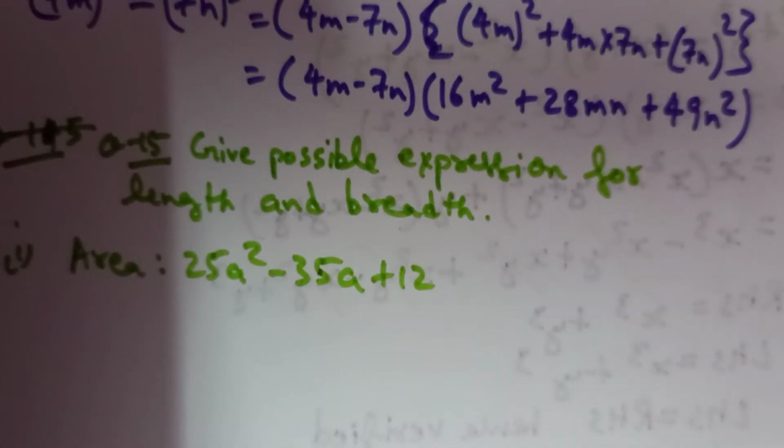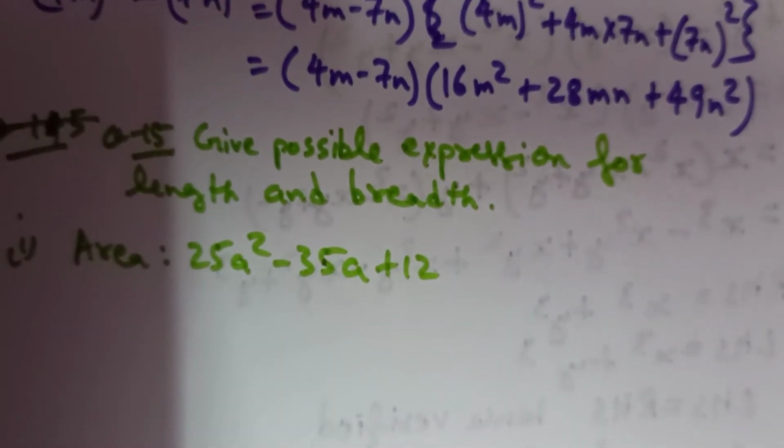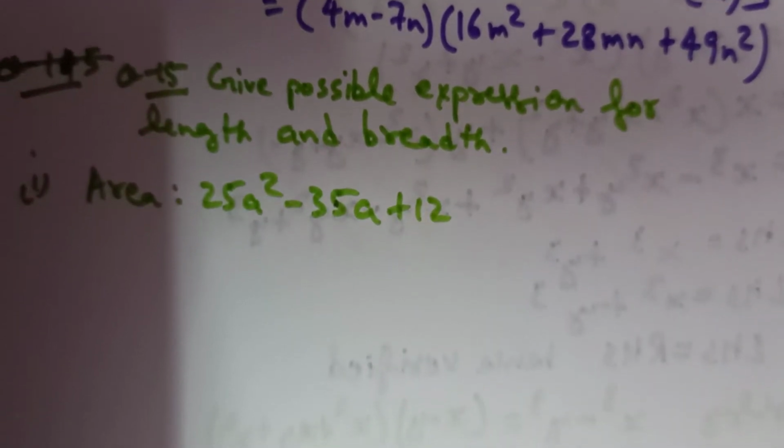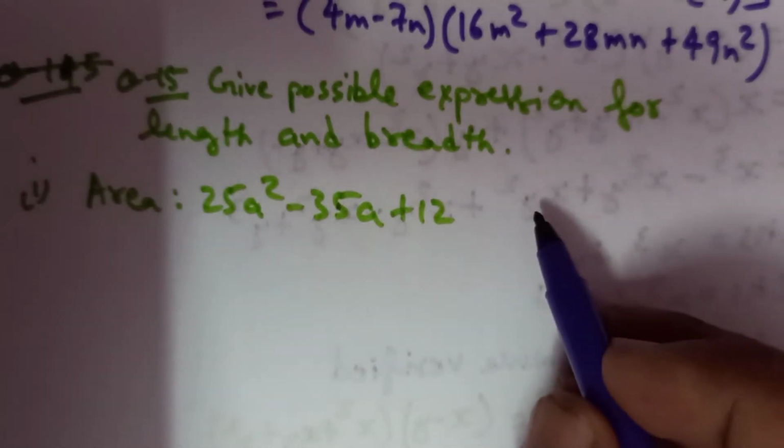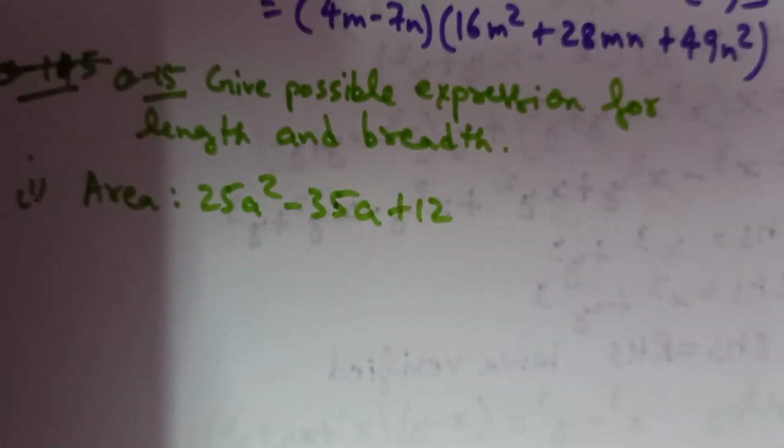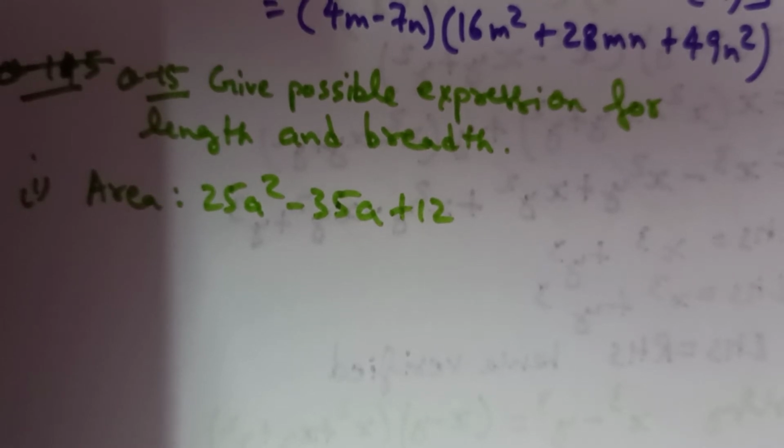Question number 15, give possible expression for length and breadth if area is given equal to 25a square minus 35a plus 12. Look, if the area is a quadratic polynomial, then if we factorize a quadratic polynomial, we get two factors. It is the product of two factors, and we know that area is equal to length into breadth. So the two factors which we will be getting will be the possible expression for the length and breadth.